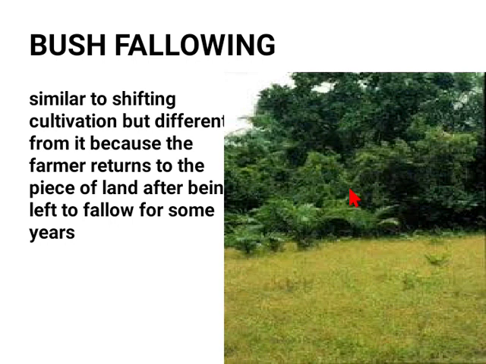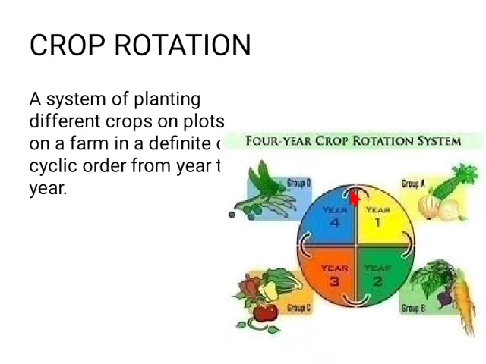You will allow the land to fallow. That is, vegetation grows, and as vegetation grows, the soil nutrients improve. Crop rotation is a system of planting different crops on plots of farm in a definite, cyclic order. You understand? When you rotate from one year to another. Let's say, for example, in 2018 you planted maize, in 2019 you planted cassava, in 2020 you plant beans, in 2021 you plant, say, groundnut. You are rotating the crops. That is called crop rotation.